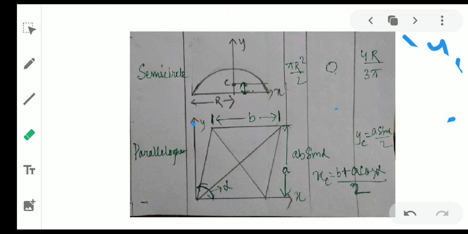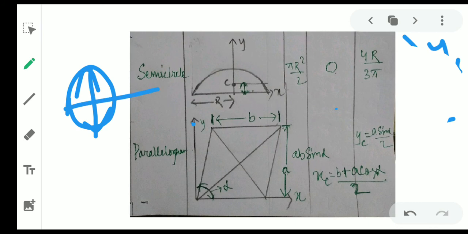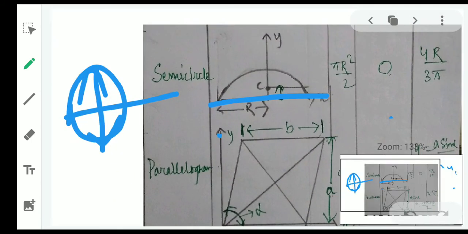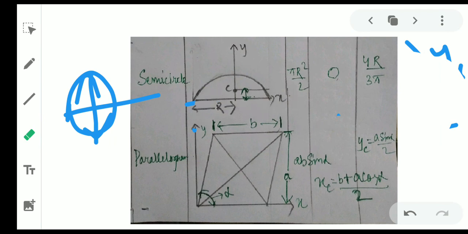This is the most important thing, because if the circle is there, then automatically you can write that the centroid will be r, because for a circle of diameter d, the radius becomes the centroid. But for a semicircle it changes, and this 4r by 3 pi is calculated from the base. As you can see here, it is clearly mentioned, the 4r by 3 pi is calculated from the base. So remember that from the base I am calculating 4r by 3 pi.